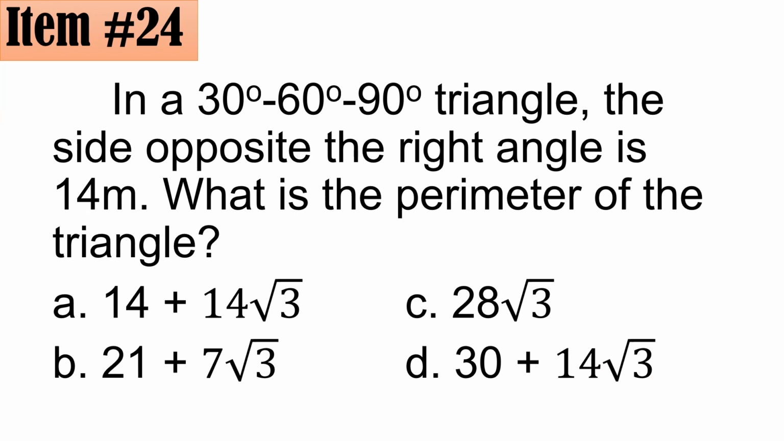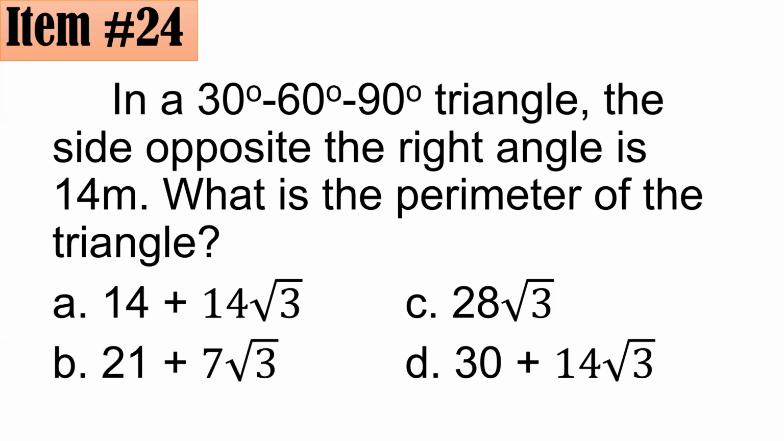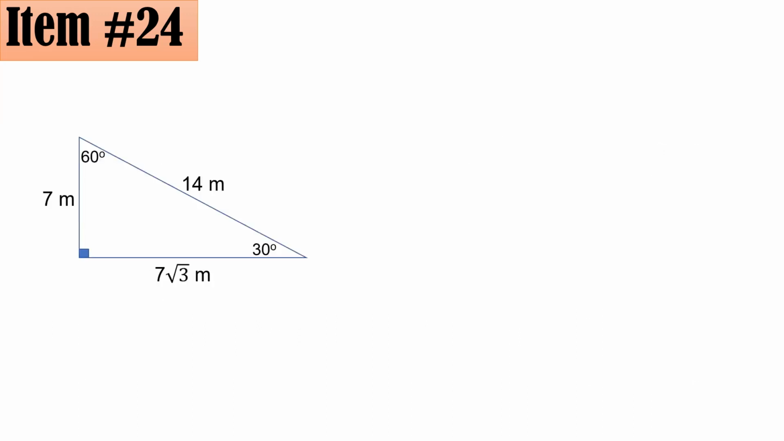Tama nga ba ang B? Or baka may tama lang kayo? Let's see. Natandaan po natin ha, di ba? When we say the side opposite the right angle, it's understood to be your hypotenuse, which is 14 meters. Ito po. And if you could see, tandaan din po natin, right angle po ito. That a 30, 60, 90 triangle is a right angle.